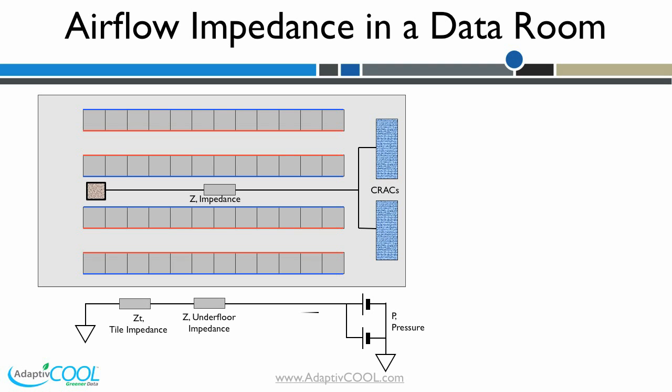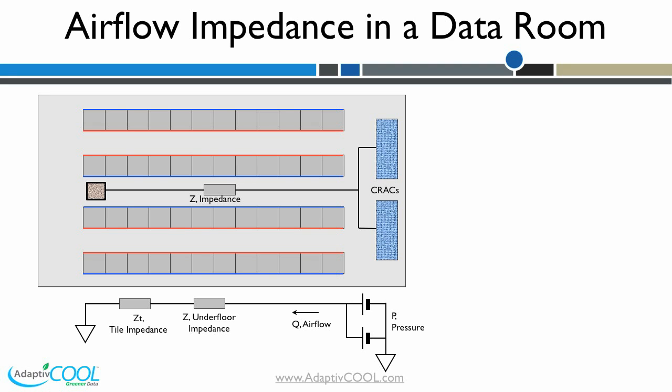The electrical equivalent of the airflow in the room looks as shown. There are 2 batteries representing the 2 cracks. The total impedance seen by airflow at the tile is the sum of underfloor impedance Z in series with airflow impedance of the tile ZT. Q, the airflow reaching the tile, is significantly affected by the net impedance.